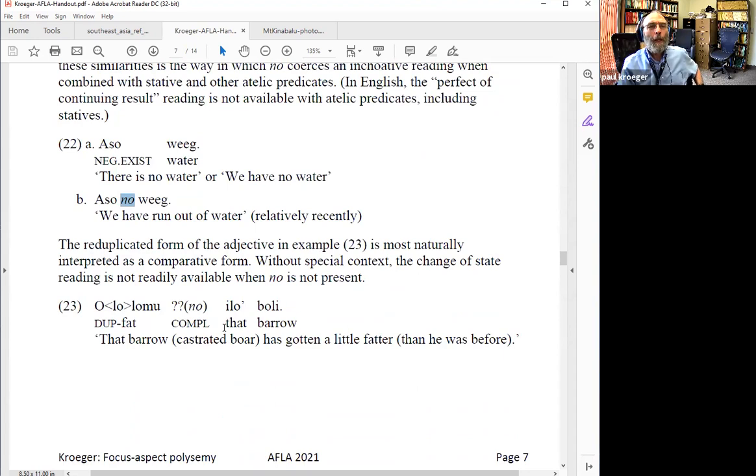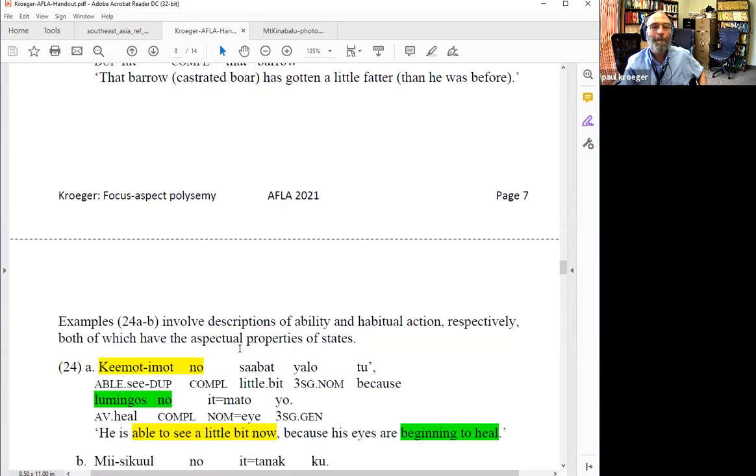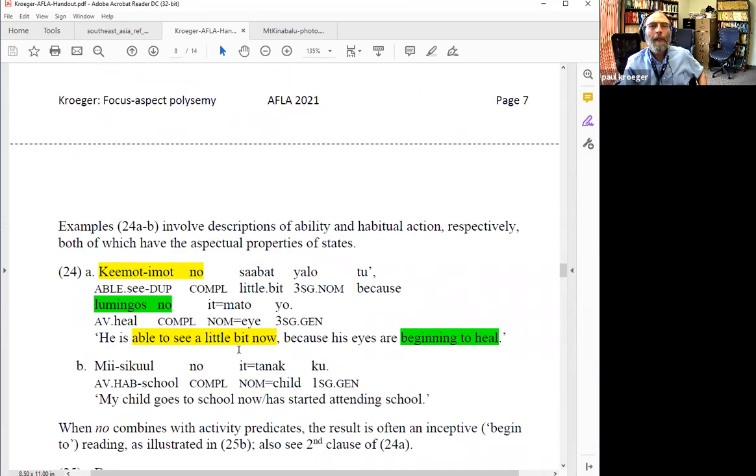Alolomo no ilaboli, the barrow has gotten fat. So the change of state reading requires, or strongly prefers, to have the no particle there. In this context, without some special context, that reduplication really needs a comparison, and the most obvious comparison is the way it used to be. It's fatter now than it was before, but the change of state reading requires the no. Statements of ability and habitual action essentially are states, and so you get the same kind of change of state reading. He's able to see now, which he wasn't before, in 24a, first line. Or my child goes to school now, which he didn't before. He started going to school by adding the no.